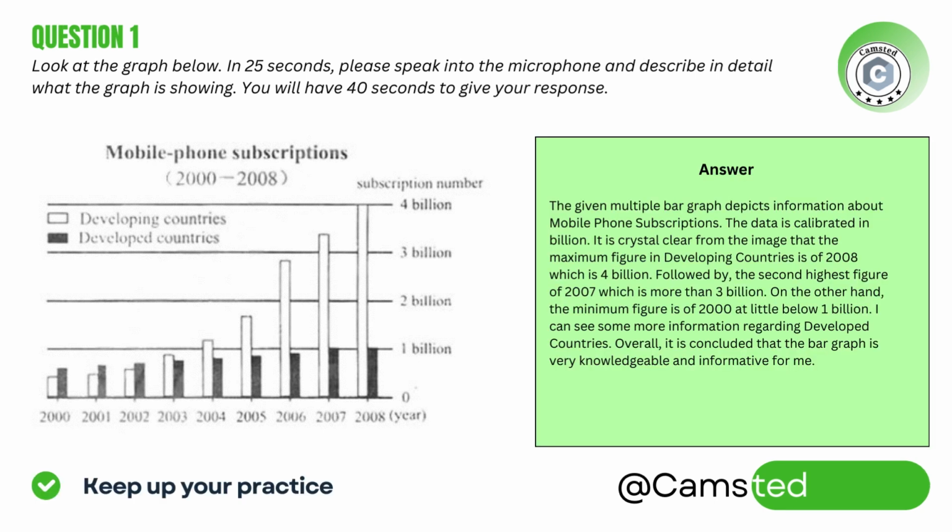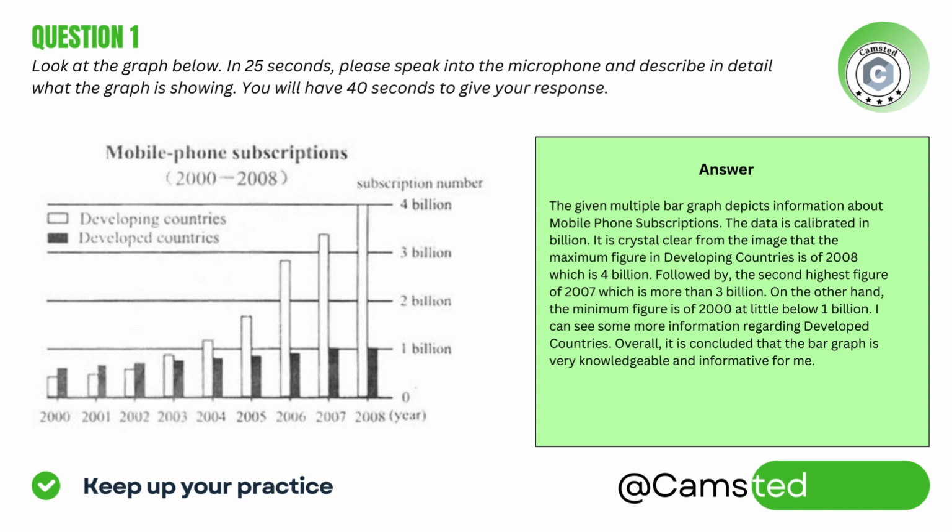The given multiple bar graph depicts information about mobile phone subscriptions. The data is calibrated in billion. It is crystal clear from the image that the maximum figure in developing countries is of 2008, which is 4 billion. Followed by the second highest figure of 2007, which is more than 3 billion.